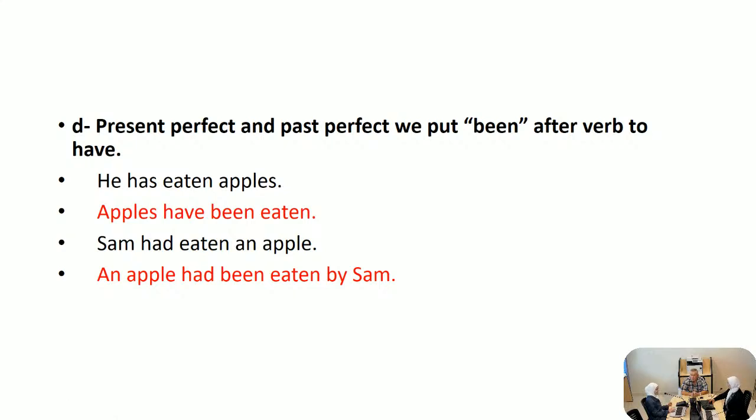The present perfect and past perfect, we use been after verb to have. Mustafa. He has eaten apples. Apples have been eaten. Sam had eaten an apple.